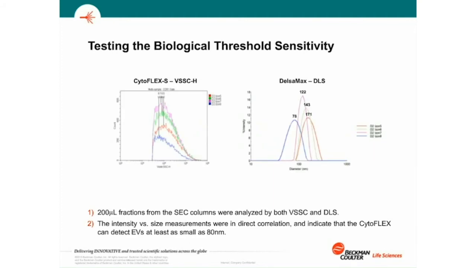So on the left, you can see the overlay of the violet side scatter height histograms for these different fractions, ISON fraction 5, 6, 7, 8. And then also on the right, the same samples were read using a DelsaMax Pro dynamic light scattering system from Beckman Coulter. And you can see the size of these fractions. And 5 is on the right, 8's on the left. So it goes from 170, 140, 120 down to 80 nanometers. So surprisingly, these readings were in direct correlation with each other, and they indicate that the CytoFLEX can detect EVs at least as small as 80 nanometers.